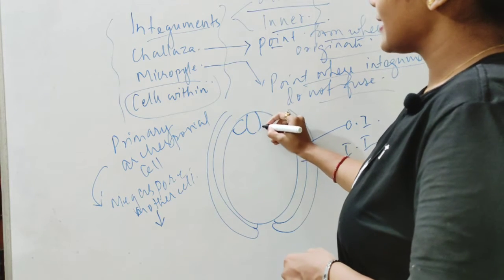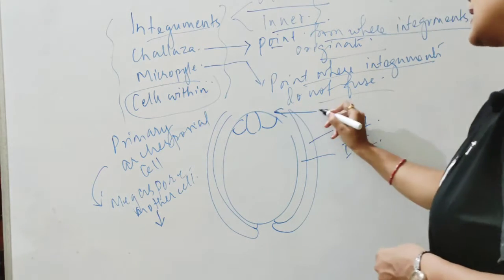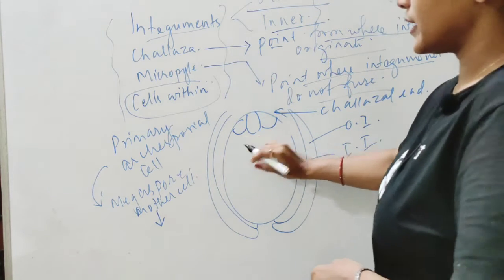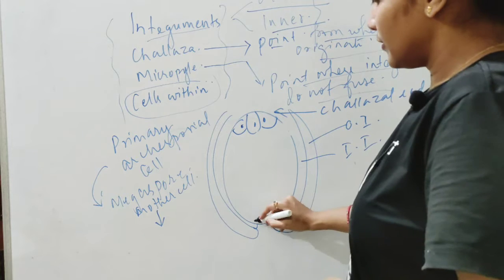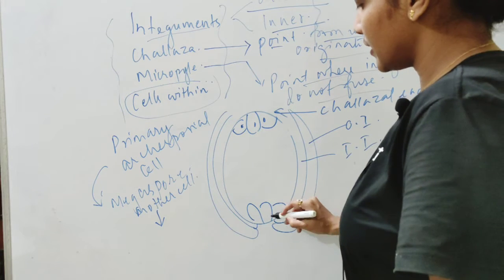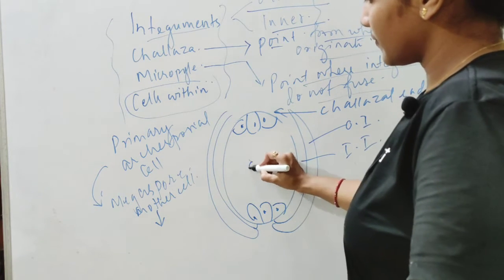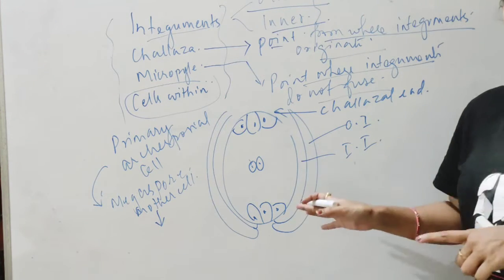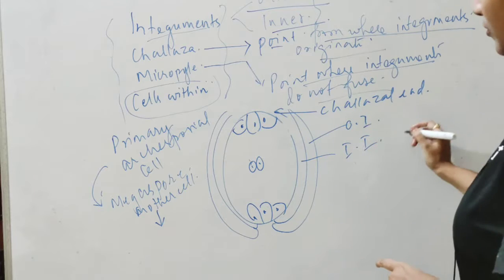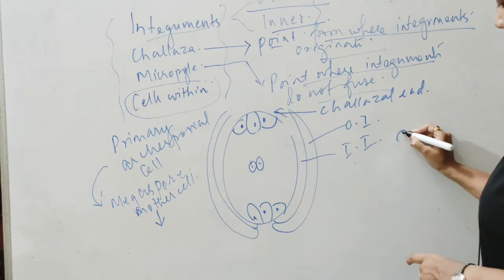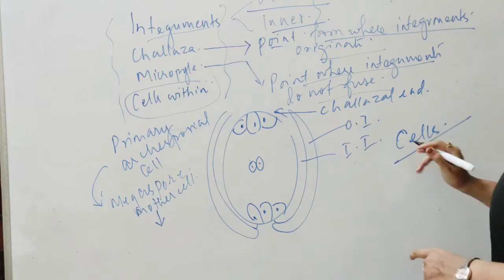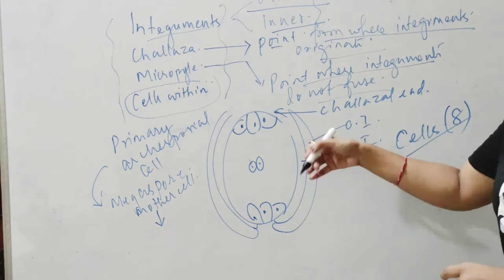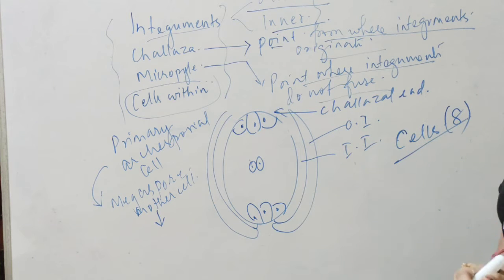3 cells at the chalaza end. If this is your chalaza end, 3 cells over here, 3 over here, and 2 here. 3 plus 2 plus 3, 6, 6 plus 2, 8. So in total, the number of cells inside the ovule is 8. What do these cells consist of?